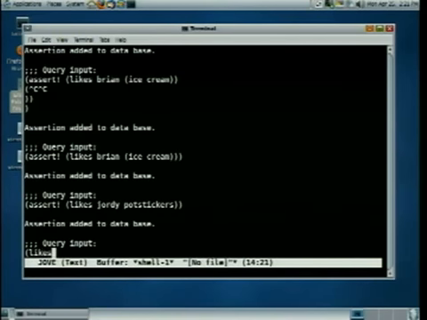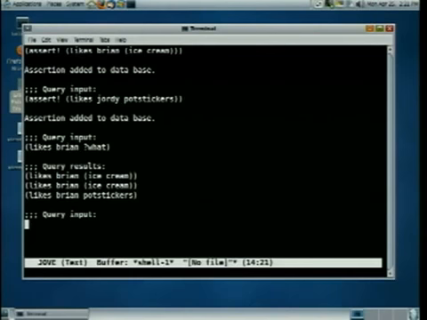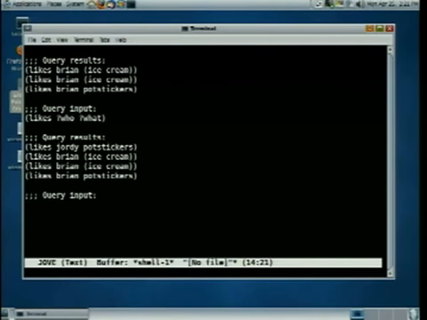So now I can say likes Brian, what? Yeah, see, it did take it twice. Never mind that. Pretend that isn't there, or pretend it's only there once. Although it does point up a problem, which is that if you have the same assertion in the database twice, it'll find it twice. I can say likes who, what? And then we also find out what Jordy likes.